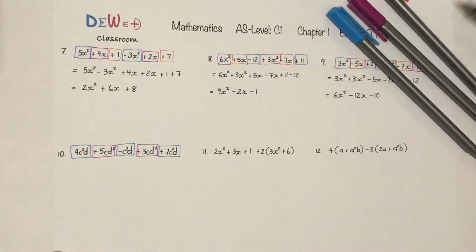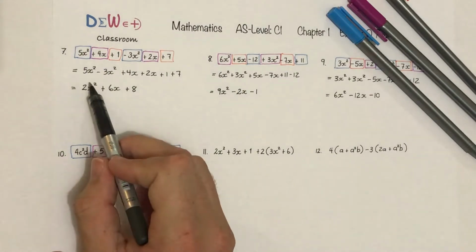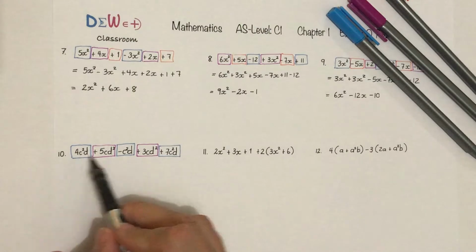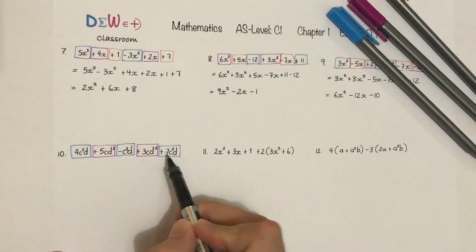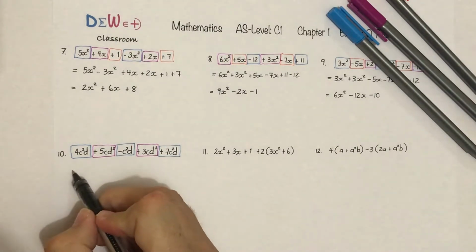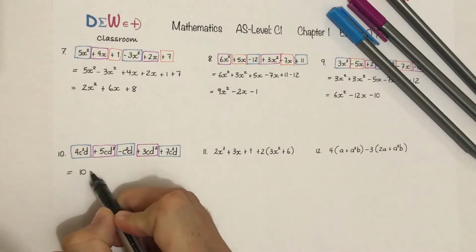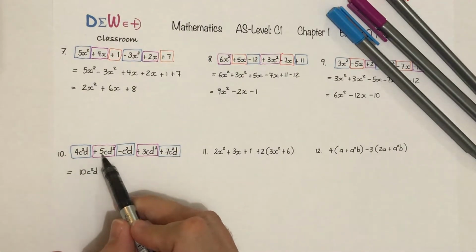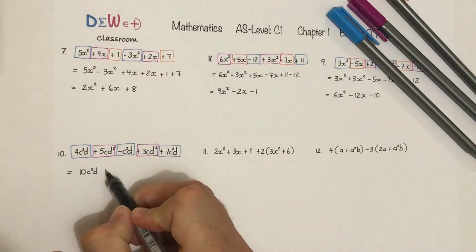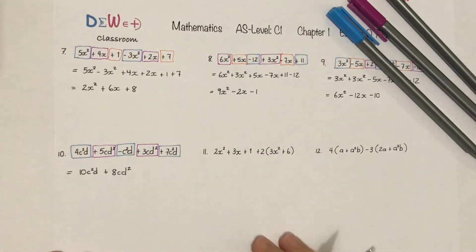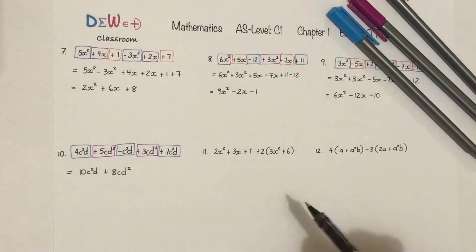That's the second one. So in this case, without rewriting like we did in question 7, 8, and 9, I'm simply going to add 4 minus 1 plus 7. So 4 minus 1 is 3. 3 plus 7 gives us 10c squared d. Now we work with the purple one, plus 5 plus 3. That gives us plus 8cd squared. Very, very simple and straightforward. We now move over to question number 11.